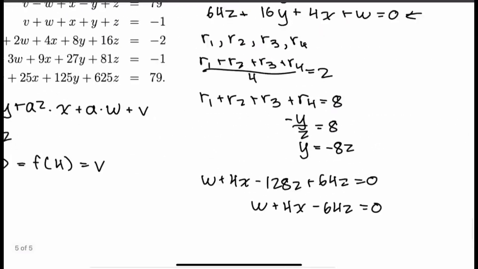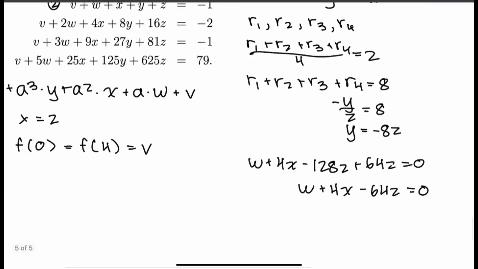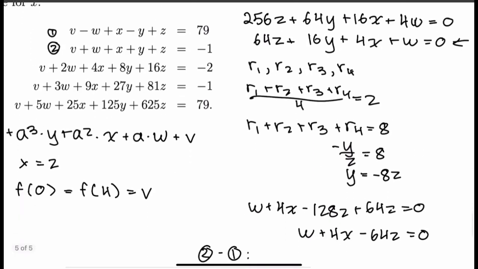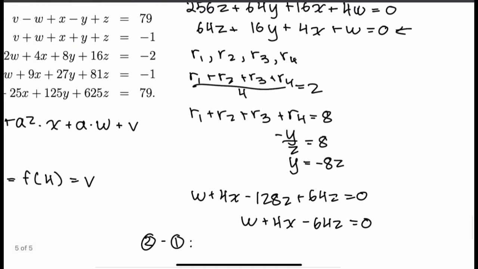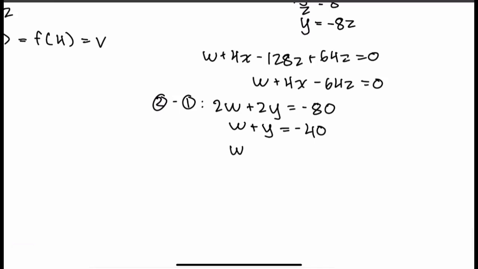Now we can also look at these first two equations. So if this is equation 1, this is equation 2, then we have that equation 2 minus equation 1 gives us 2w plus 2y equals negative 80. And so then w plus y equals negative 40. We can also write y as negative 8z. So w minus 8z equals negative 40. That means that w equals 8z minus 40. So we have another variable in terms of z.